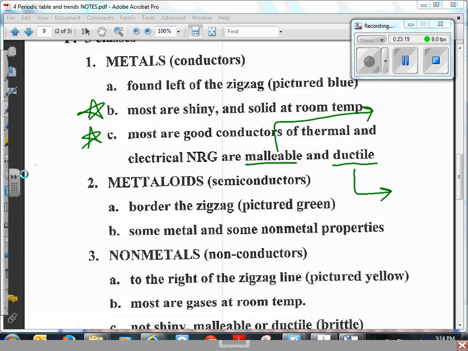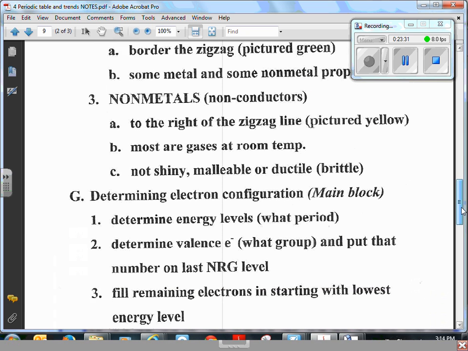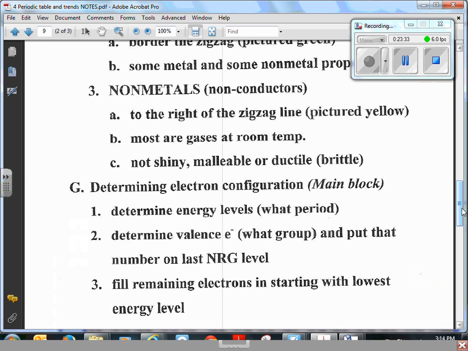Okay, so metalloids then are sometimes called semiconductors. They have properties of both. And then finally, nonmetals are non-conductors. They're to the right of the zigzag line. Most are gases at room temperature. They're not shiny, malleable, or ductile.